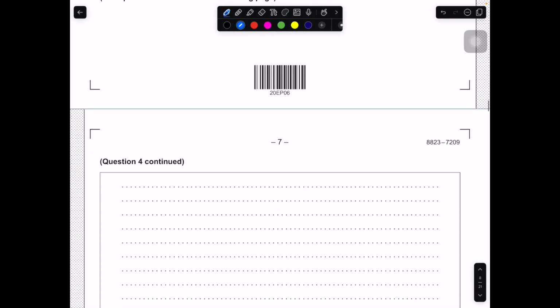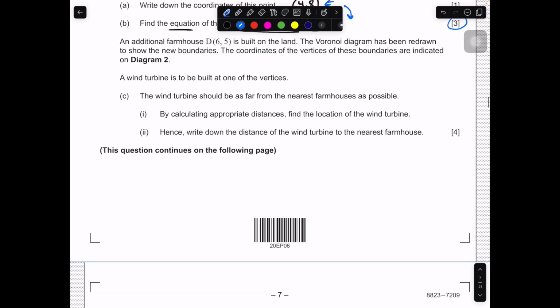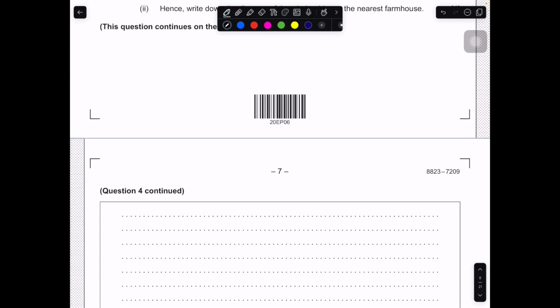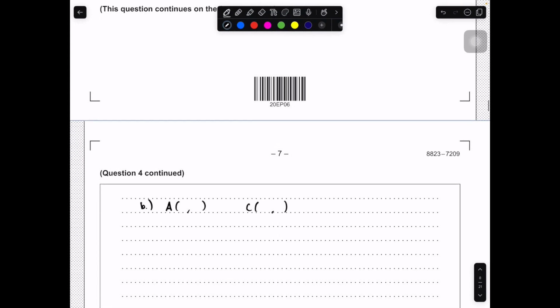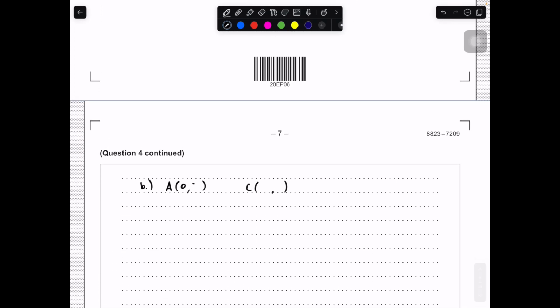I'm going to go down here and write this out because potentially it could take up a bit of space. So here's B, and let's write down the coordinate points of A and the coordinate points of C. We're going to have to look back at what they were. A is 0, 3, and C is 8, 13.